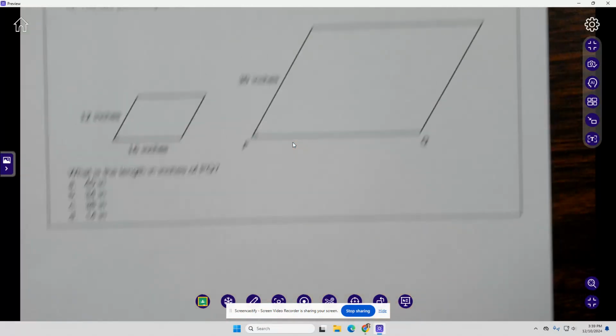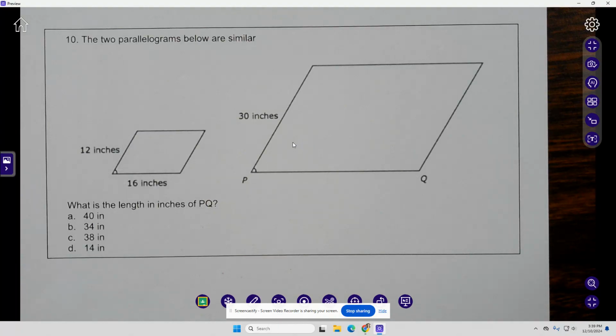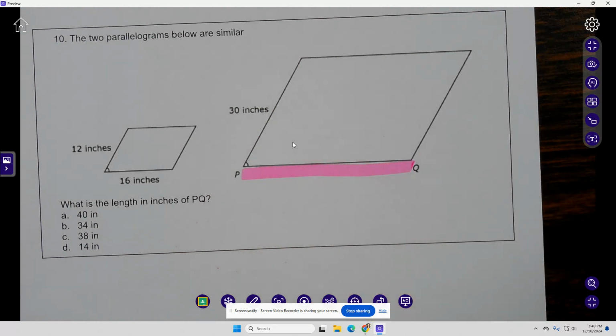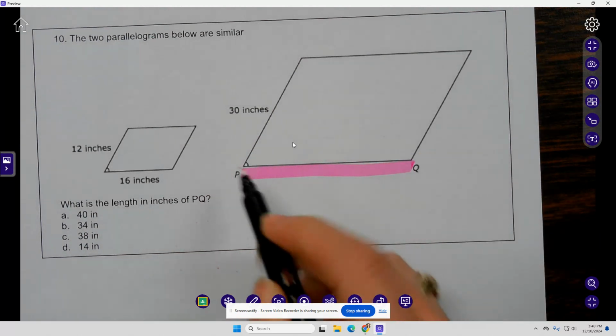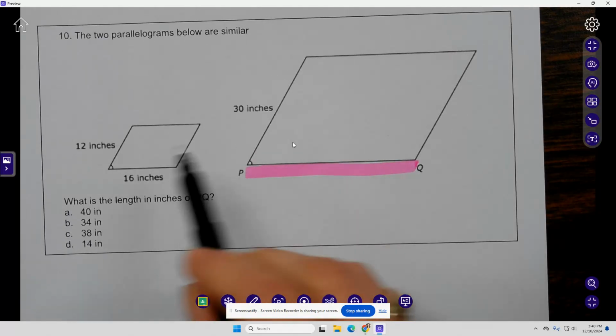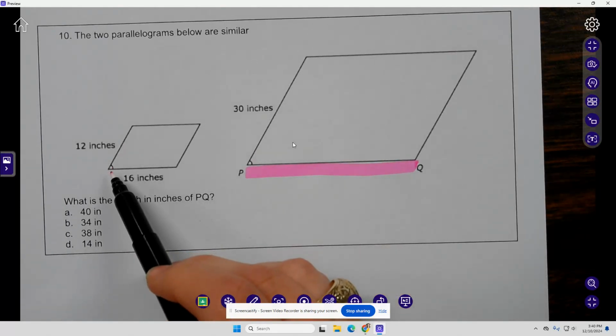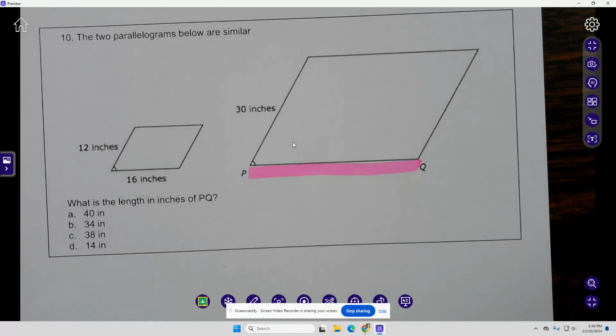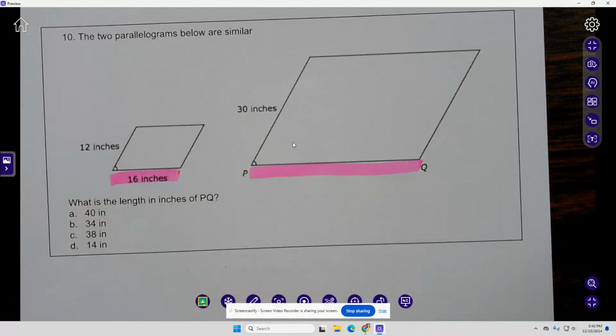All right, our last question on the test. The two parallelograms below are similar. What is the length in inches of PQ? So we're solving these the exact same way, so I'm trying to find PQ. If we notice here, this angle has one line and this angle has one line, and if you look, they're both in the bottom left-hand corner of the shape, which means that they are oriented in the same way.